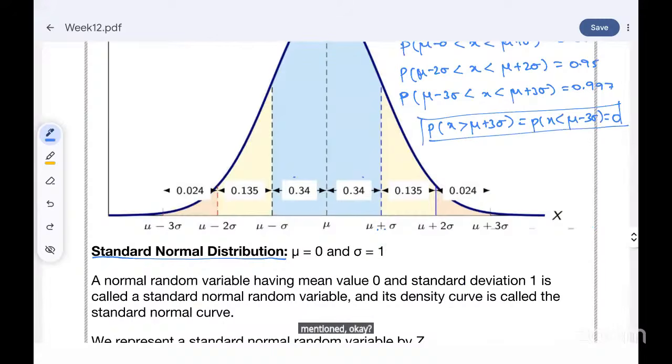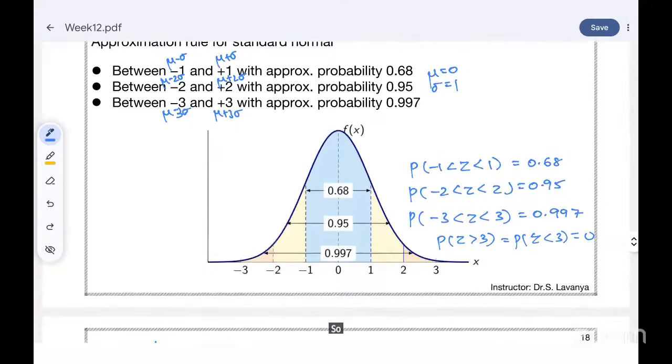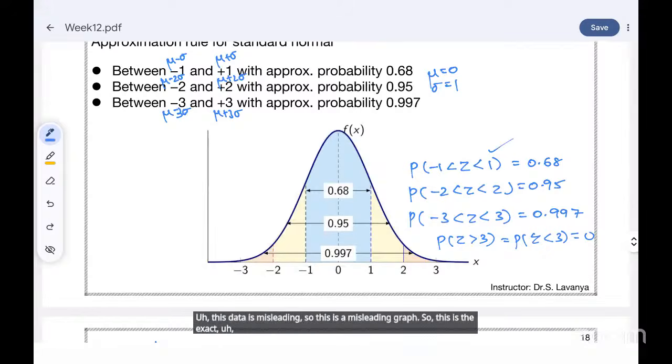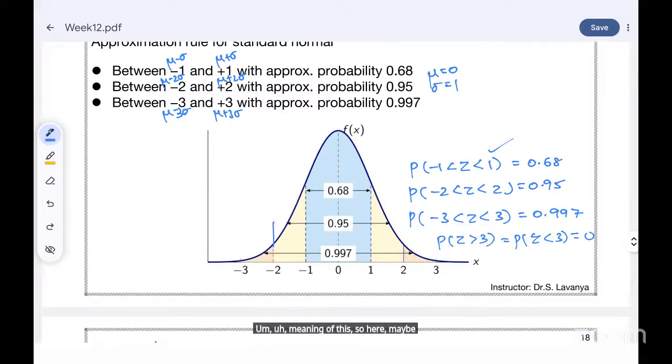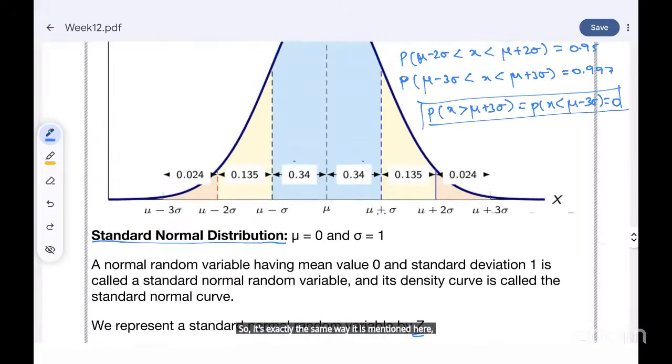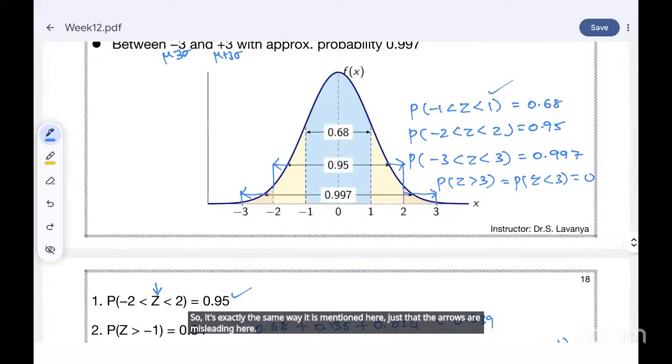Okay. And the arrow is showing from 1.5 to -1. This arrow is misleading, so this is a misleading graph. So this is the exact meaning of this. Maybe I should put it like this, up to this. Now it's okay, right? So it's exactly the same way it is mentioned here, just that the arrows are misleading here. Okay, now is it clear?